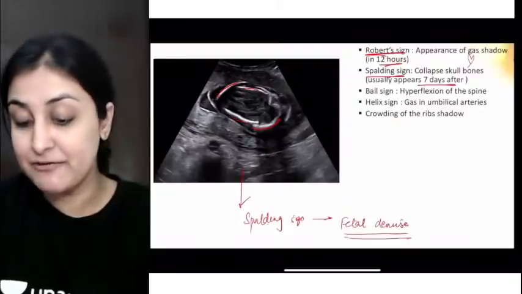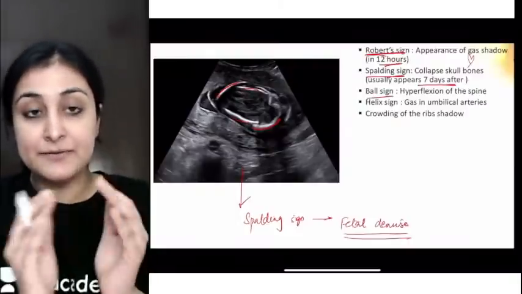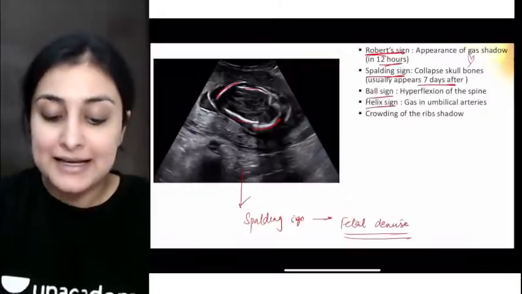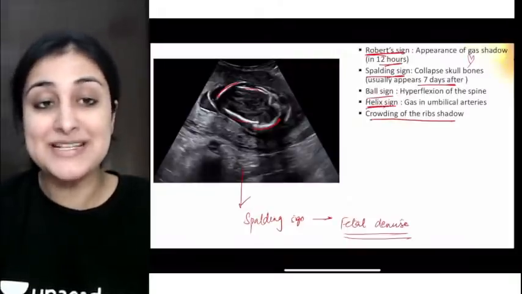Spalding sign appears after 7 days. Ball sign, wherein the spine will be hyperflexed. Helix sign, crowding of ribs. So these are the various signs.